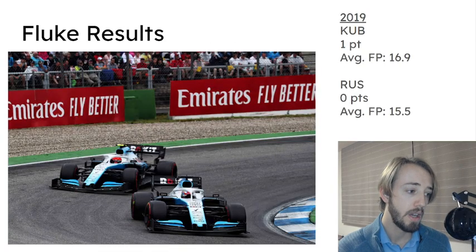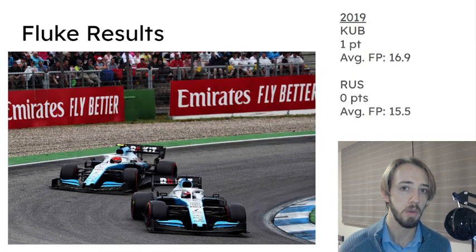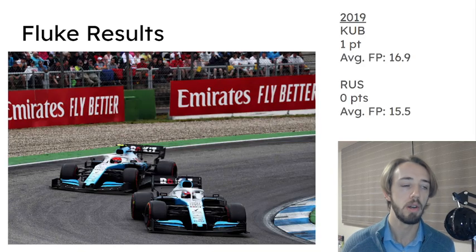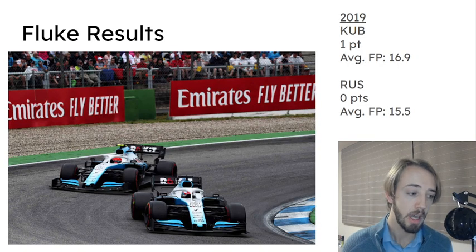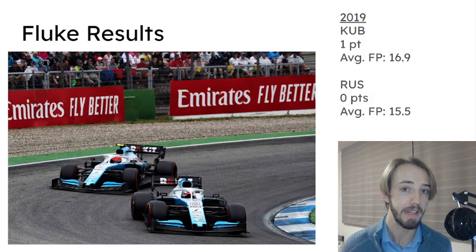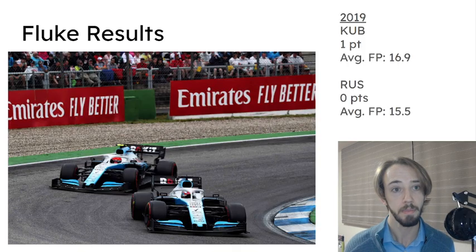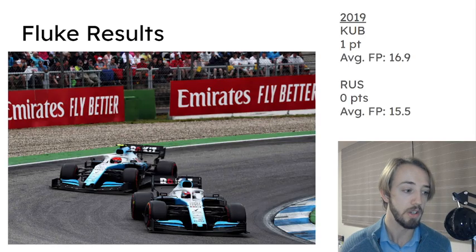Another thing we have to take into account when analyzing performance between teammates is fluke results, and this is a much bigger issue with teams lower down the pecking order. For example, in 2019, Williams ran Robert Kubica and George Russell together. Kubica came out ahead on the points head-to-head, scoring a single point at the 2019 German Grand Prix, really benefiting from the two Alfa Romeos getting 30-second penalties, whereas his teammate George Russell finished one place behind in 11th.